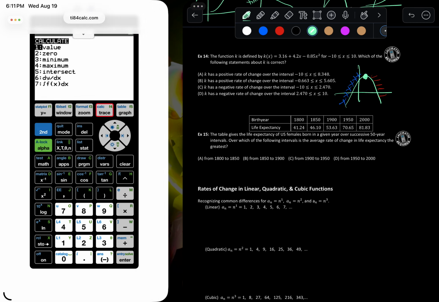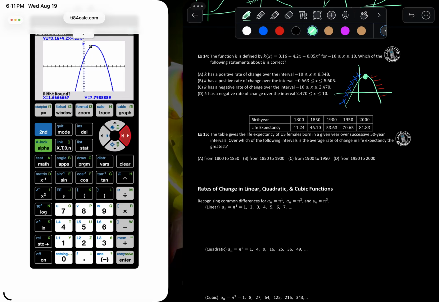So I need this coordinate point. Second trace, it's a maximum, hit number 4. I set my left bound on the left side of the vertex, and then I set my right bound on the right side of the vertex. And then I don't want to guess, so I hit enter again. Therefore, the coordinate here is 2.470, comma 8.348. Now the y value we don't need, but just write the coordinate point if you want. What's really important is the 2.470. So part A is not going to be correct, as it has a y value instead of an x value.